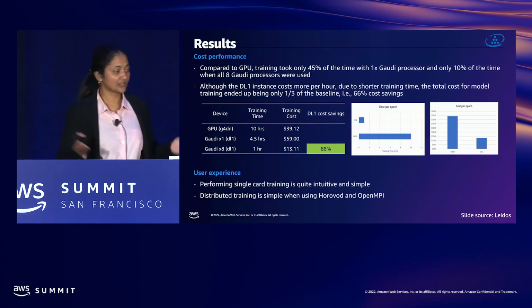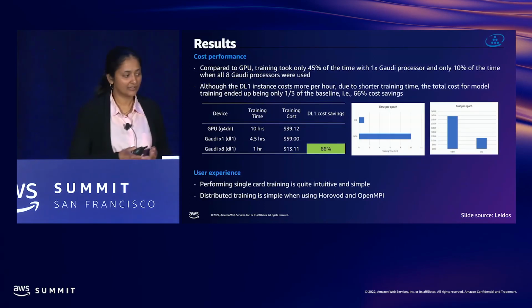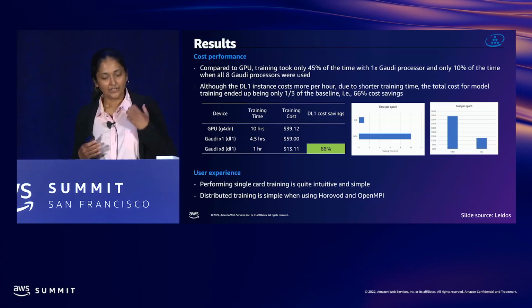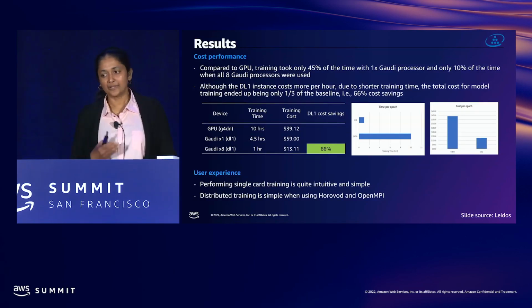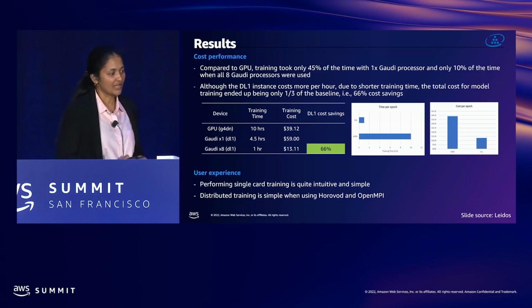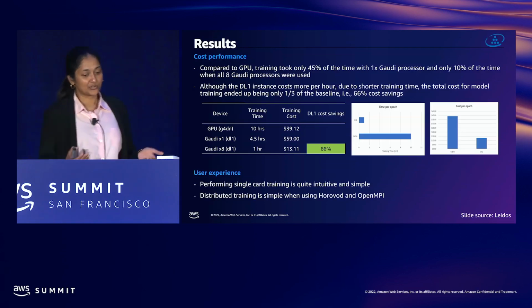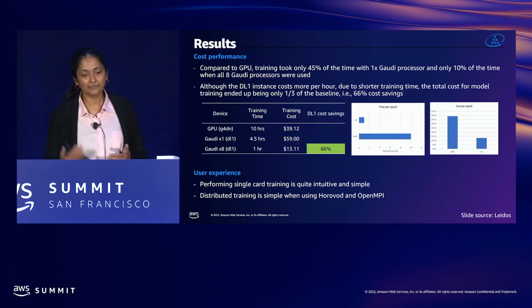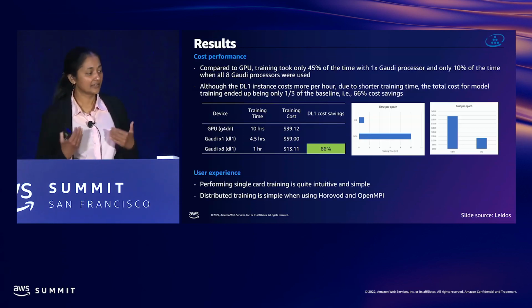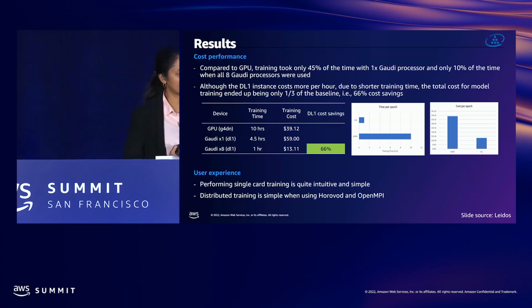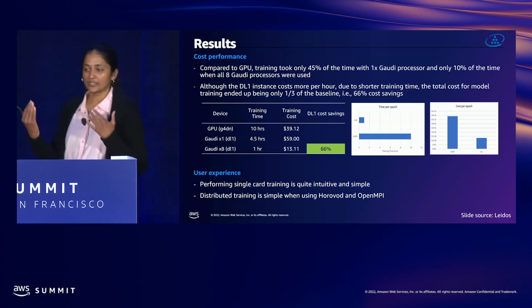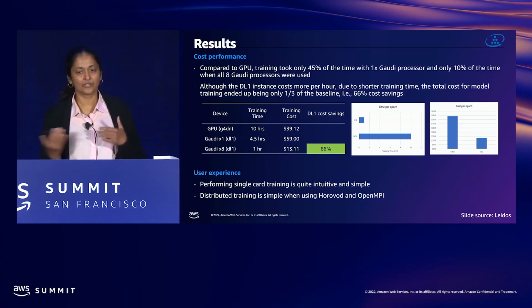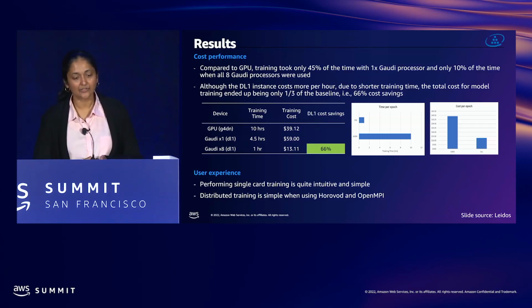As the outcome of this study and the POC, they were able to compare the performance of Gaudi-based DL1 versus the G4DN. And what they were able to show is, again, a very significant cost savings with DL1 because they were able to train in a much lesser time. You can see both in terms of the time to train and the cost, they're able to reap advantages. They're taking advantage of the architecture and the capabilities of DL1 and running it on 8 Gaudi devices.